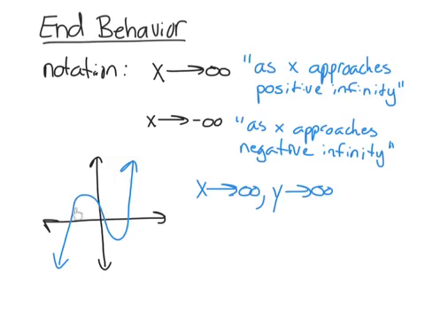And then look at the other side. As x approaches negative infinity, as it keeps moving off to the left, my y value is negative. So as x approaches negative infinity, y approaches negative infinity. This is just one case, but that's how you're going to write it. If I ask for the end behavior, this is what you need to write. And now we need to work on finding the end behavior without a graph.